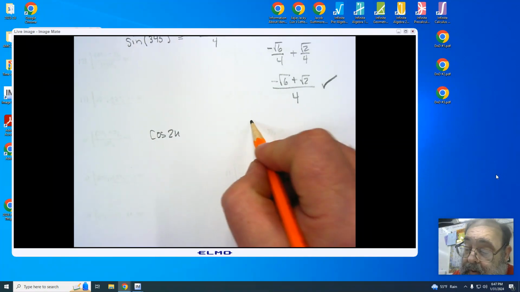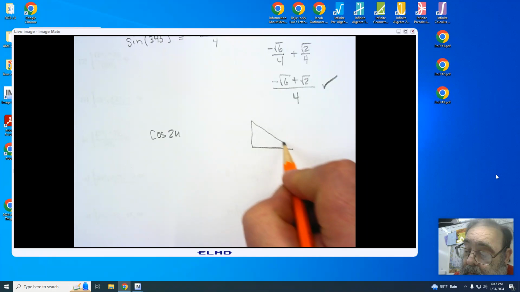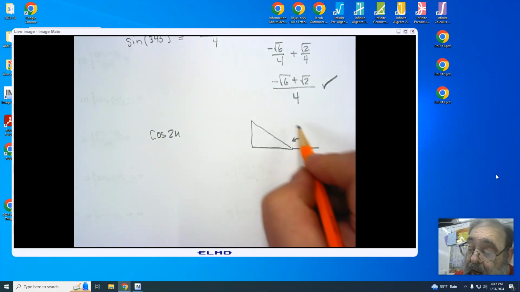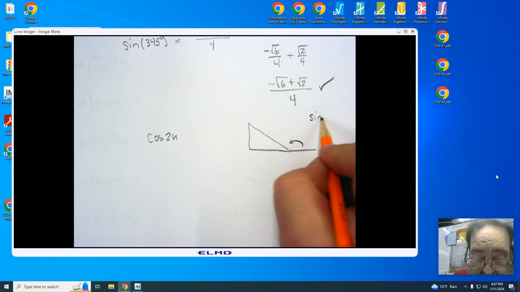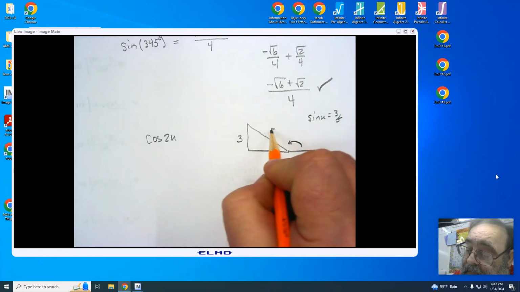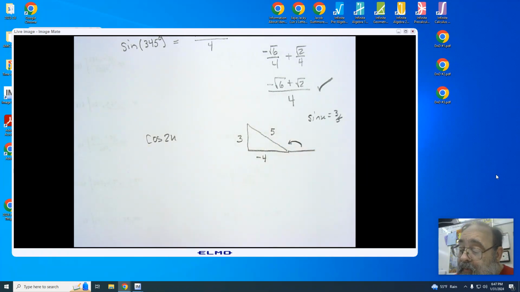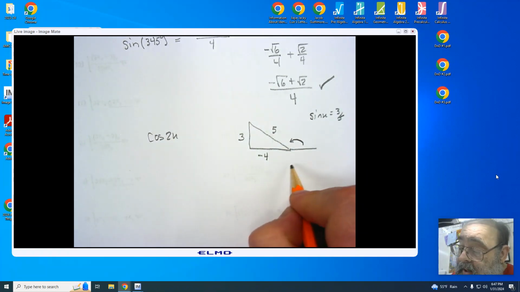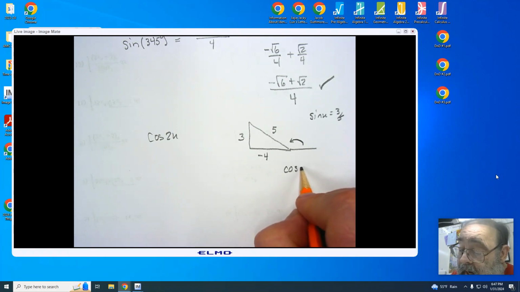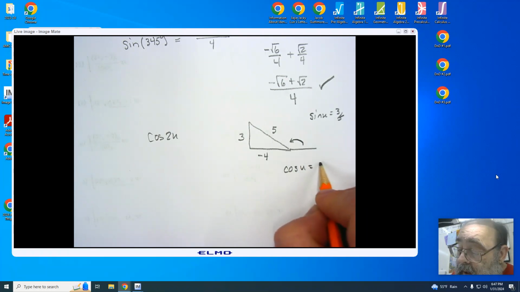So we're going to go into the second quadrant. Here is u. The sine of u was given to us as 3/5. I therefore know I have a 3 and a 5, and this is my minus 4. So I can now identify that the cosine of this angle u is going to be negative 4/5.